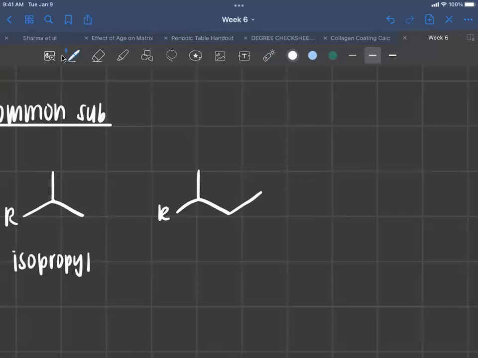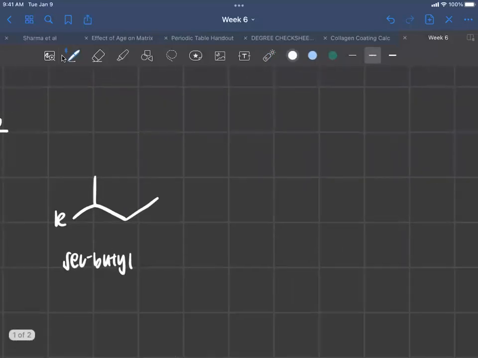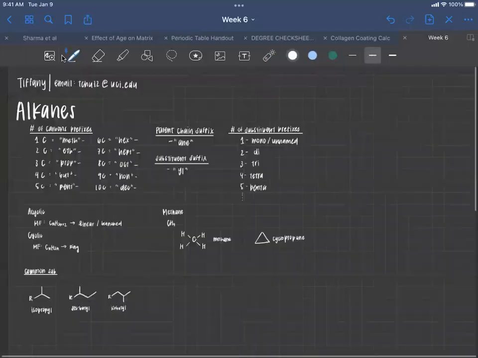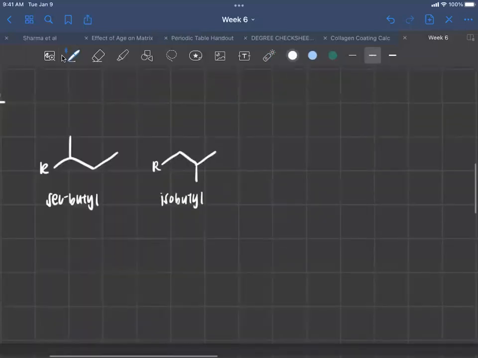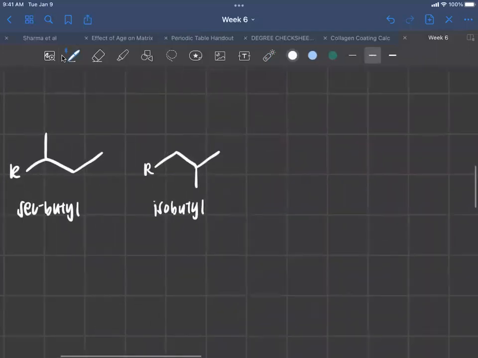This one here, that's going to be called sec-butyl. This is isobutyl. And the naming of these substituents is not following the rules or the prefixes that I have here. These are just common names, and you just kind of have to memorize these.